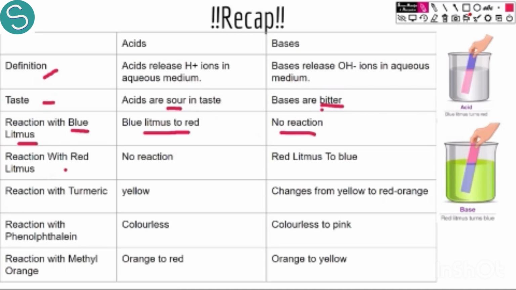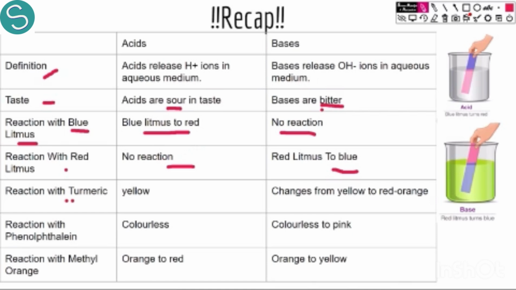Then the reaction with red litmus paper. You can see here we have a red litmus paper. Whenever we dip a red litmus paper into a base, it changes into blue, and with acids it does not show any reaction. So this can be a little confusing, but you can remember it that red is a sign of danger. So bases are dangerous, so they always change red litmus paper to blue. Or you can remember it the other way around as well, that acids are dangerous, so they change the blue litmus paper to red. Anyway, whichever is feasible for you, in that way you can remember it.